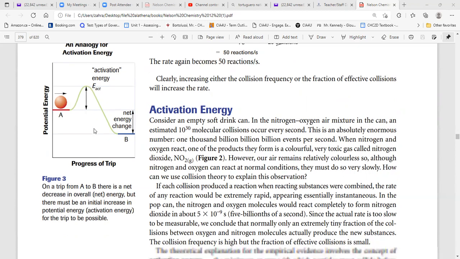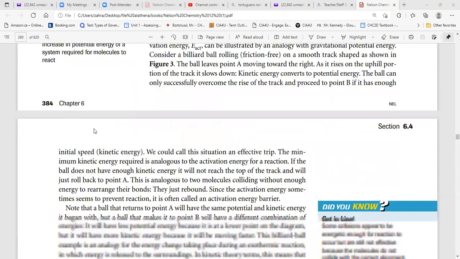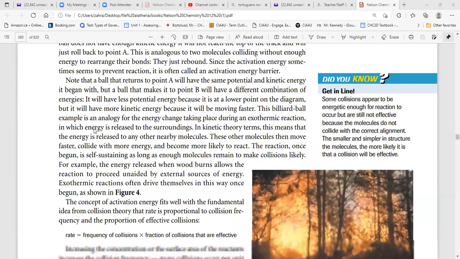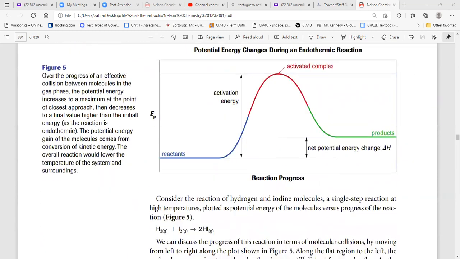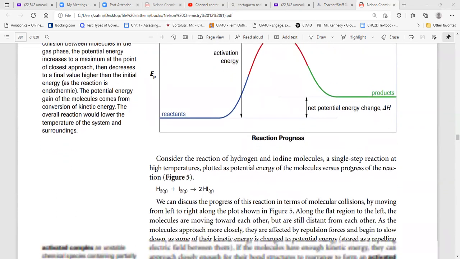So here is the reactant, and from the reactant to this top is the activation energy. At the top, we have the activated complex. Something is forming here, and we call it the activated complex. And then here is the product. Of course, the energy difference between the product and the reactant gives you the net potential energy change, delta H.